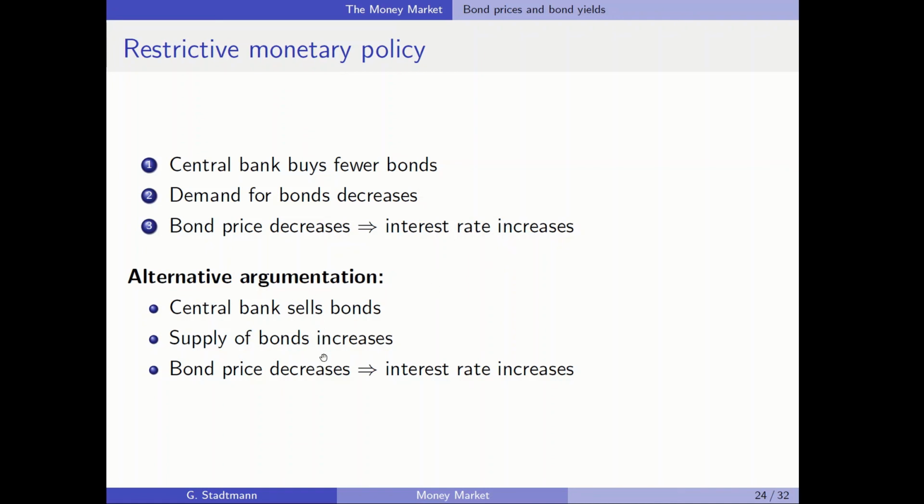One alternative argumentation goes as follows. The central bank is selling bonds, therefore the supply of bonds increases, which decreases the bond price, and when the bond price decreases, the interest rate increases. So also in this alternative line of argumentation, a restrictive monetary policy leads in the end to an increase in the interest rate.